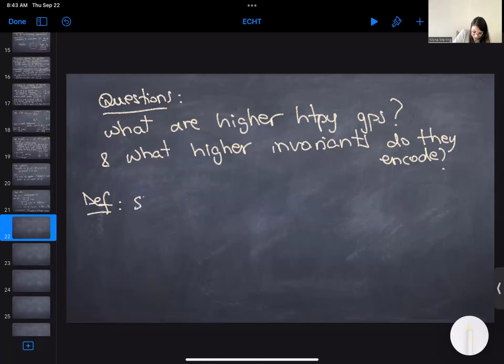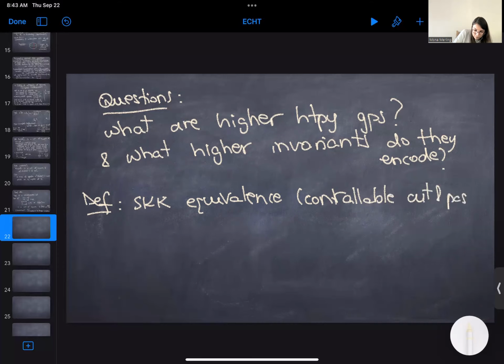It's very tantalizing. There's something called SKK equivalence, where the extra K stands for "kontrollierbar". So this is like controllable cut and paste. The idea is to keep track of gluing diffeos.